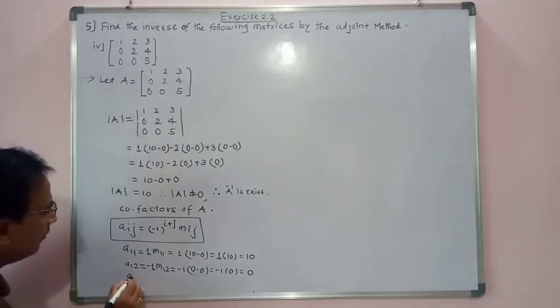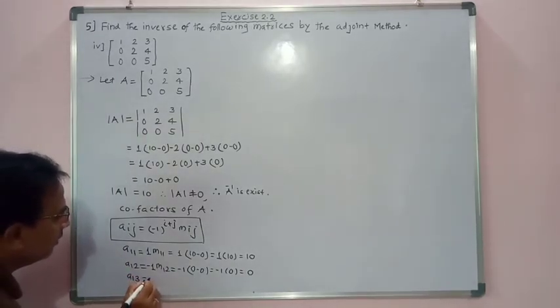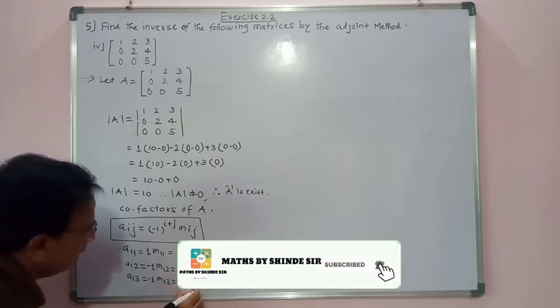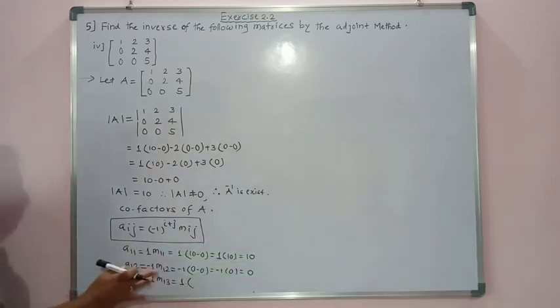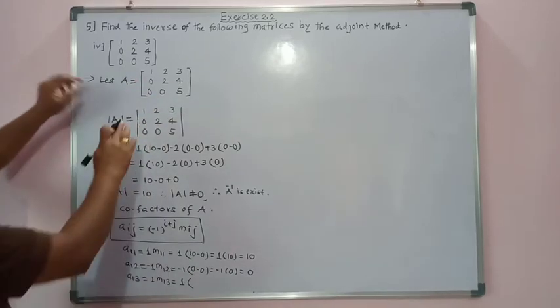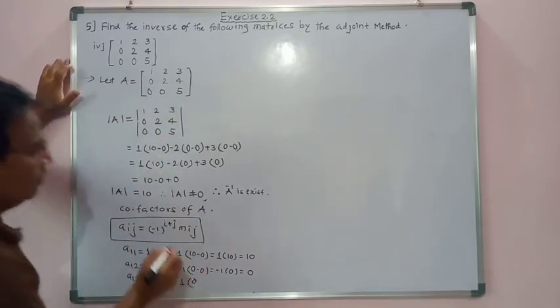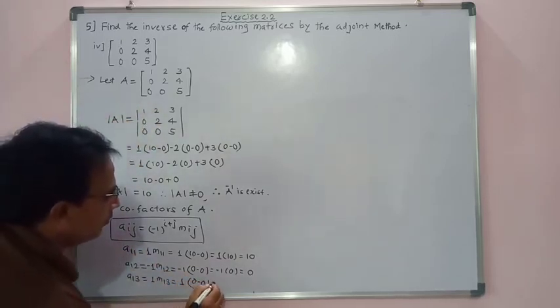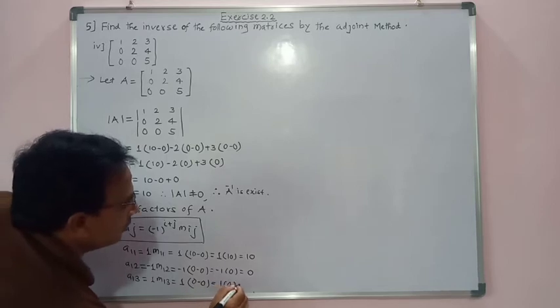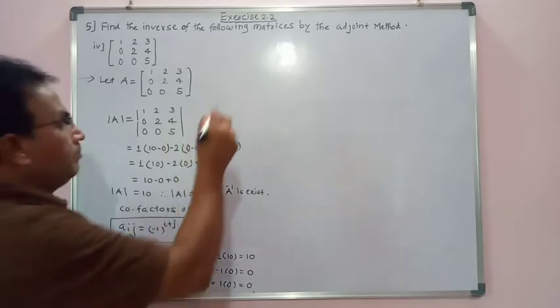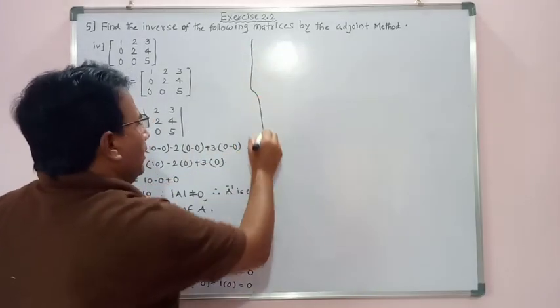Therefore, the third cofactor is A13 equal to plus 1 into M13. Leaving out the first row and third column: 0 into 0 is 0 and 0 into 2 is 0. 1 into 0 minus 0 is 0. There are 3 cofactors so far.